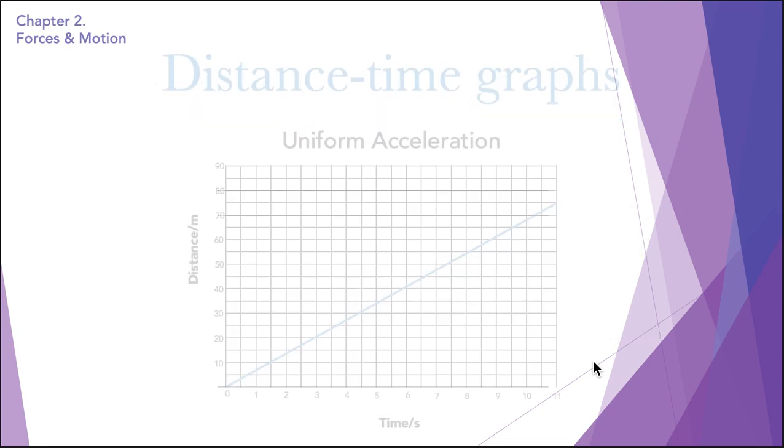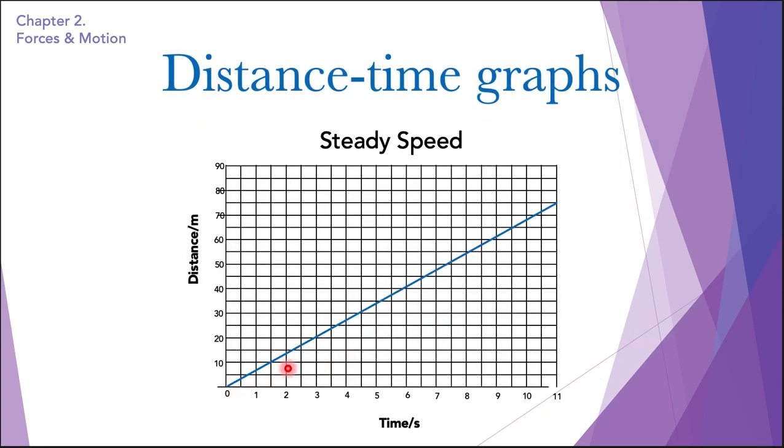So here we have the first graph. A graph like this shows steady speed. When the graph is a straight line, this is a distance time graph. A distance time graph is different from a speed time graph. If a distance time graph is a straight line like this, it represents steady speed because the distance is increasing at a constant rate with the time. So the speed is steady, not changing at all. It is neither accelerating nor decelerating.